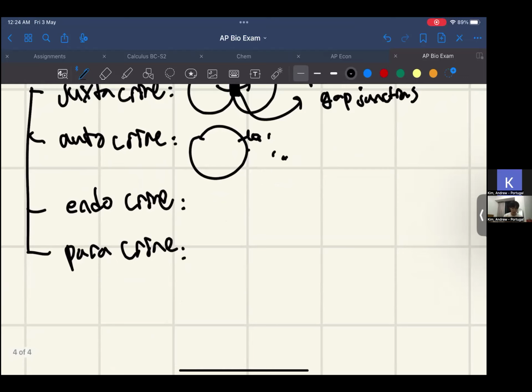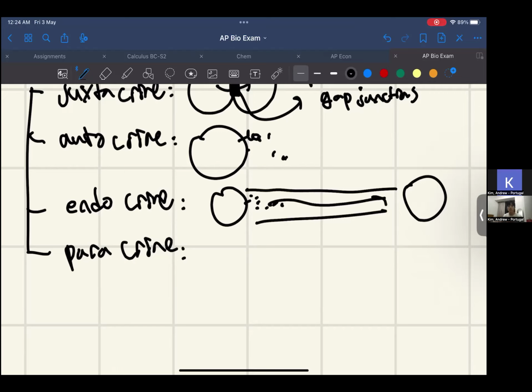The third type of cell communication is called endocrine. Endocrine communication happens between two very far cells. Because they're very far, you can't just send the messenger directly or through chemical components. What they do is release chemical components, but instead of being sent directly to another cell, they flow through the bloodstream and arrive at the target cell.